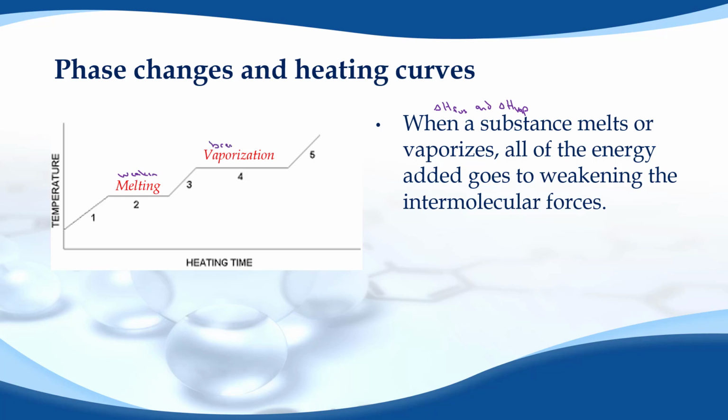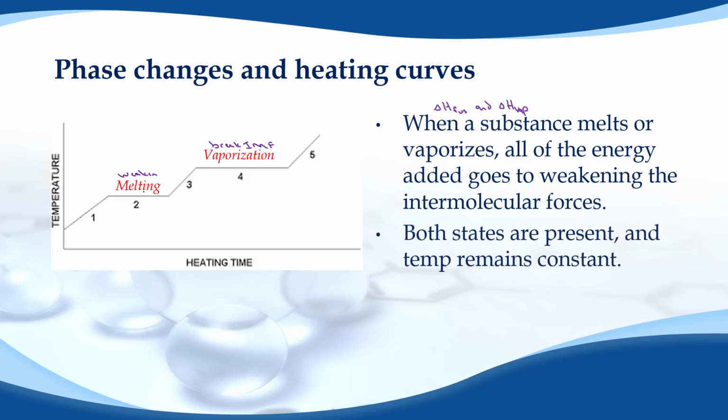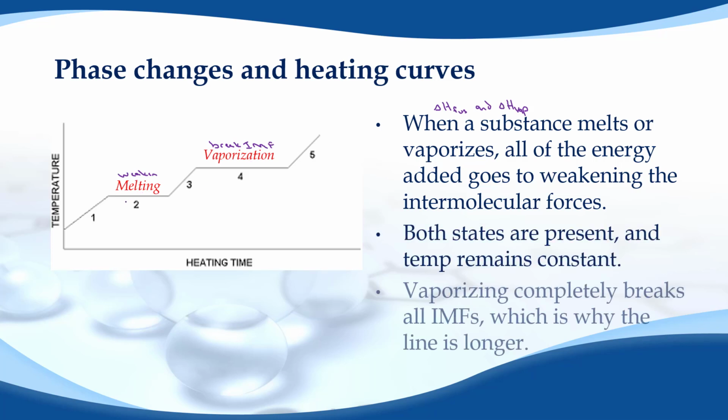Right? And one thing to keep in mind is that if you see the diagram right here, the line for vaporizing is longer than the line for melting. The reason for this is because when you melt the substance, you just weaken its intermolecular forces enough to let it move around a little bit and flow. But when you vaporize, you completely get rid of all of its intermolecular forces, and getting rid of them completely takes a lot more energy than weakening, which is why it takes longer on that graph.